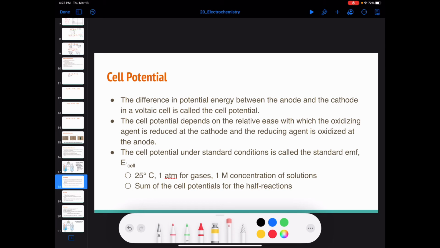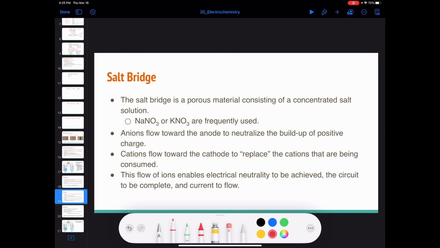And this one, it's not written very well because of this, but it looks like this. So our E cell, E naught cell, I guess. And this is just under standard conditions. This allows us to compare the two things, the anode and the cathode reaction. I've already talked about the salt bridge, right, that you typically use something like sodium nitrate or potassium nitrate, just something that allows for ions to flow through.